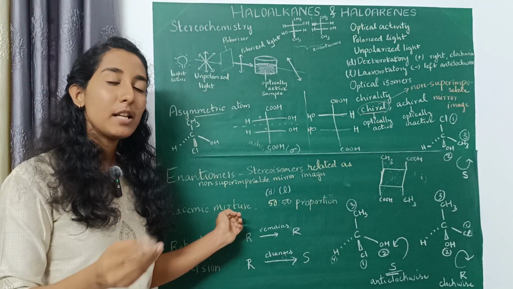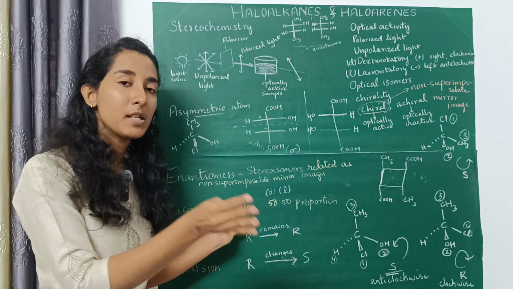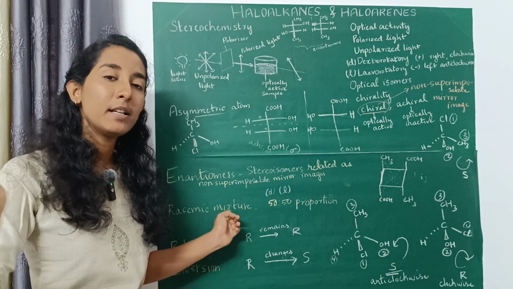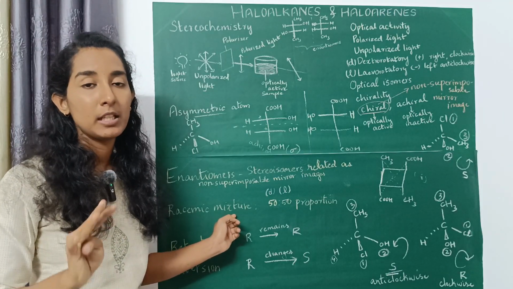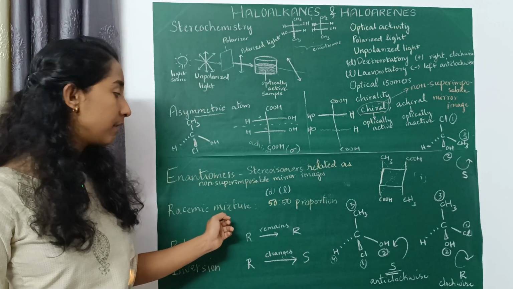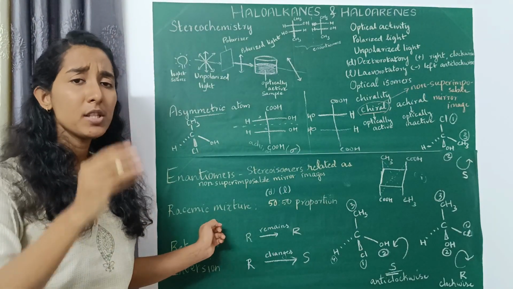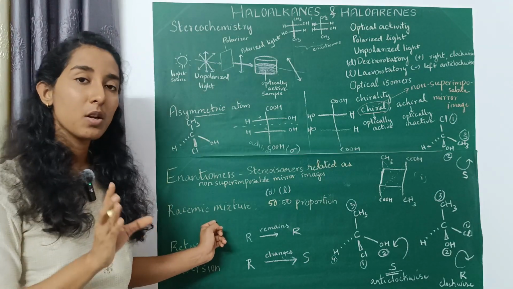The reason is that it has a 50-50 proportion: 50% D isomer, 50% L isomer. So the rotation due to one isomer is cancelled by the rotation of the other isomer. The net effect is there won't be rotation, so such a racemic mixture will be optically inactive. The process by which an enantiomer is converted to a racemic mixture is called racemization.